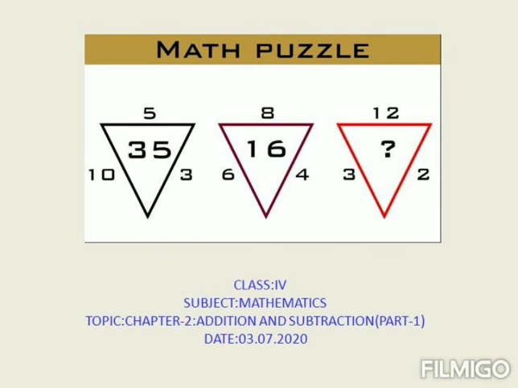Similarly, in the next one, down we have 2 numbers, 6 and 4, and on the top we have 8. Similarly, in the third one also we have 3 and 2 down and 12 on the top of the triangle.